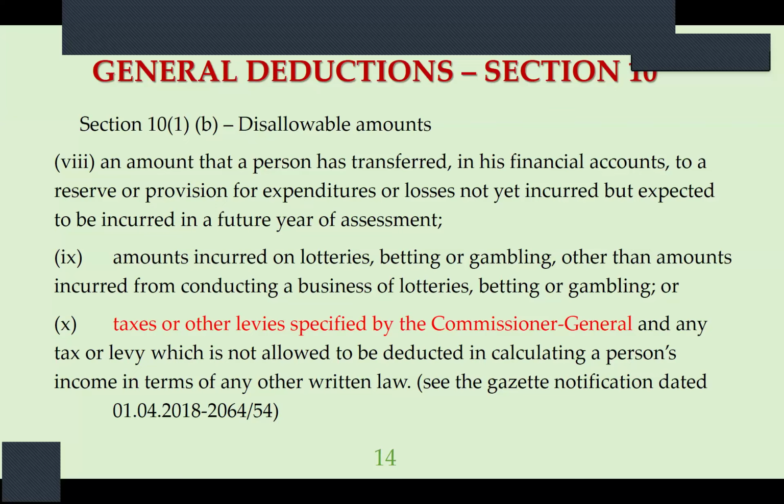If we have an income like lotteries, betting or gambling, that means winnings from a lottery, betting or gambling, deductions are not allowable. But if I am doing a business of lotteries, betting or gambling, for that business we can deduct expenses. So if we are considering winnings from lottery, betting or gambling under my investment source, no expenses are allowable.